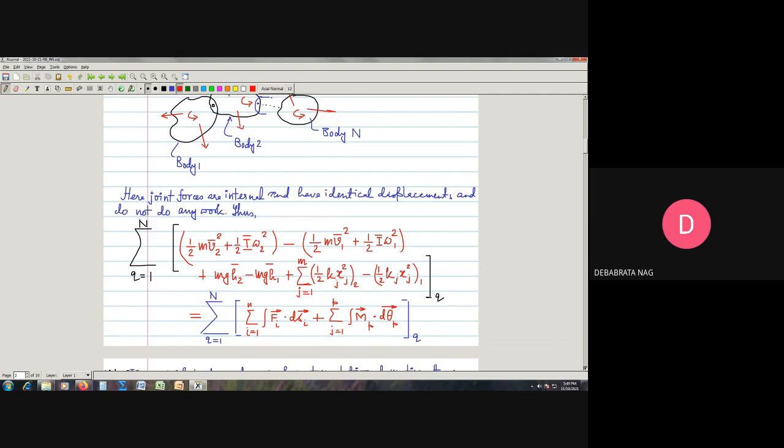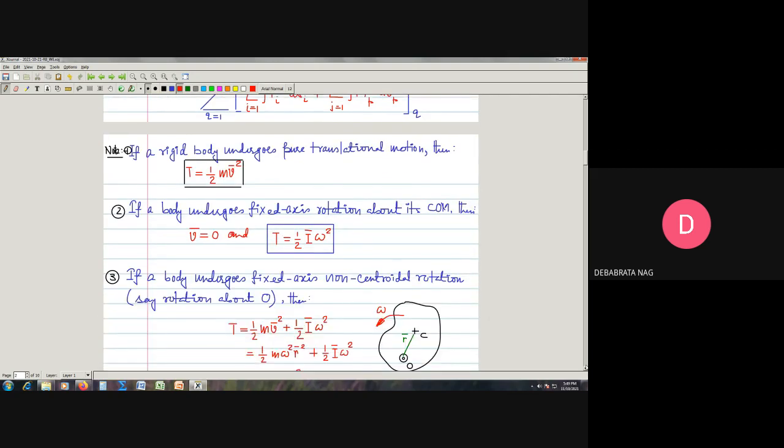Now before we proceed further, let us make certain observations which will be helpful for us when we will be dealing with the problems. These are the cases of what will be the form of the kinetic energy under the different kinematic situations of a rigid body or a group of rigid bodies. Let us consider a single rigid body, and then it can be very easily extrapolated for a system of rigid bodies.